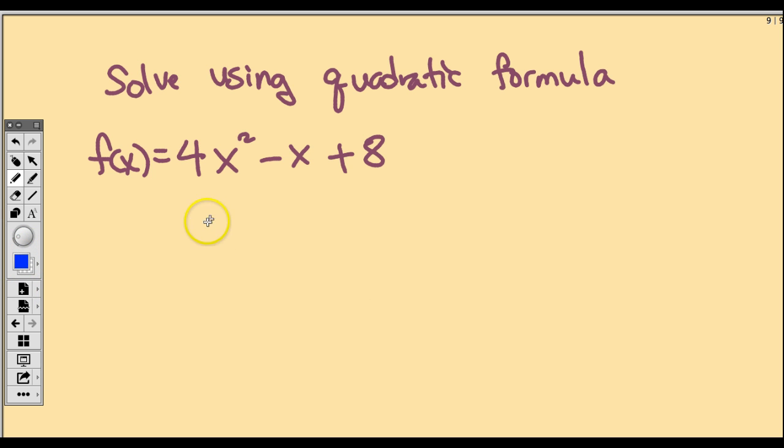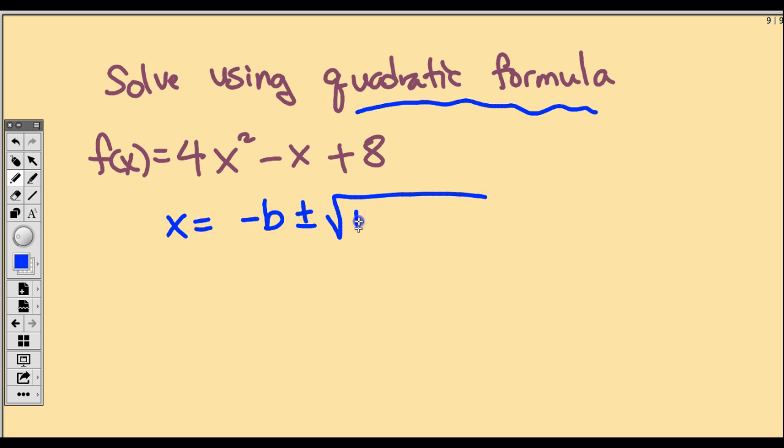So let's go ahead and sing the song first, because the quadratic formula is the song that we sang and we had competitions on. Ready? Go. X equals negative b plus or minus the square root of b squared minus 4ac all over 2a.